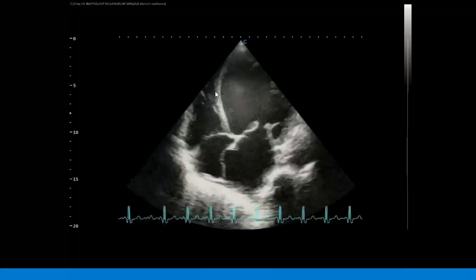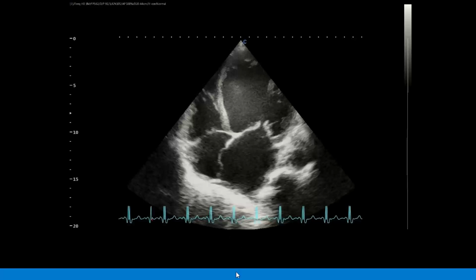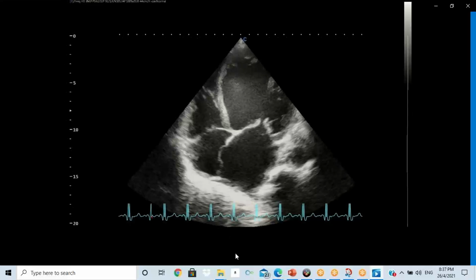Okay, again, look at the heart, it's not contracting at all.